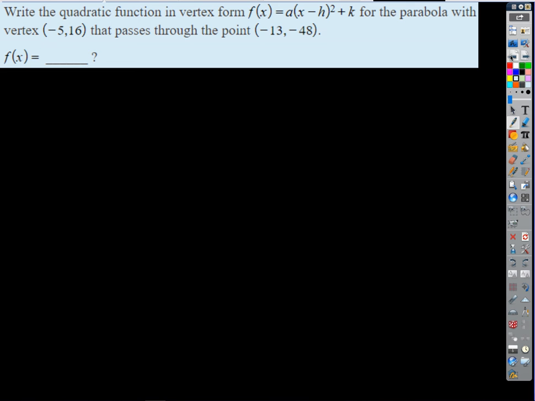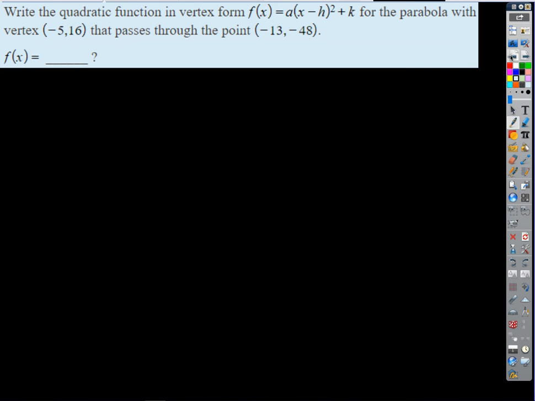How many parameters do we have to fill in? 3, right? We have to always fill in 3. So as long as we can fill in those 3 parameters, we're good. Well, the trick is the vertex accounts for how many? 2, right? It's giving us h and k in that 1 point, and so therefore we only need that one, as long as we know it's the vertex.